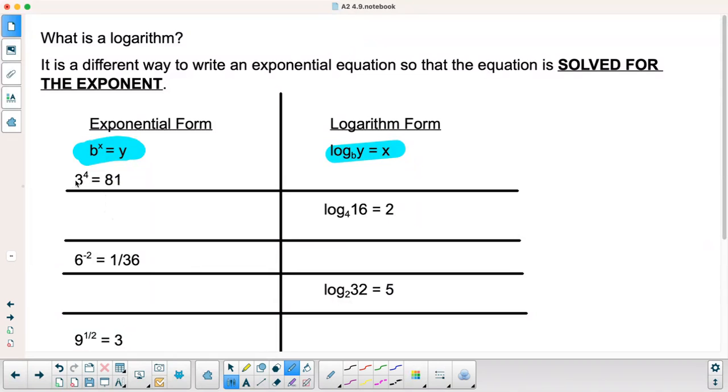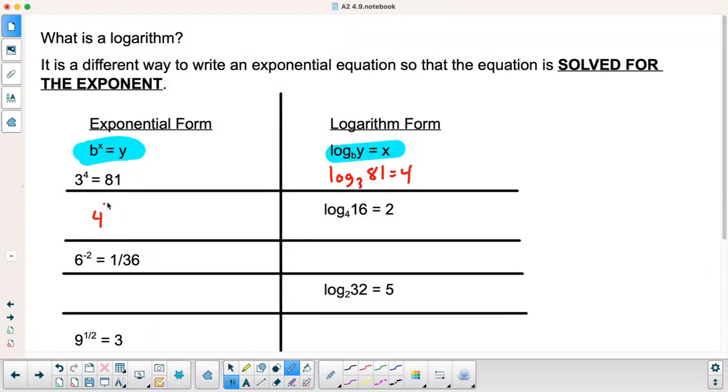So 3 to the fourth equals 81. That is going to be log base 3. Do you see how your b is your base here, and b is your subscript right there? Log base 3 of 81 equals 4, okay? Now, if I want to go backwards, this is my base, this is my exponent. I'm following this definition here.